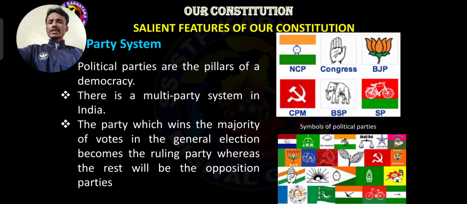The party which wins the majority of votes in the general elections becomes the ruling party. Once in 5 years, general elections are conducted state-wise. Got it? For example, in Karnataka, JDS is there, Congress is there, and BJP is there. In case JDS becomes the highest majority, that party becomes the ruling party. In case Congress becomes the second majority, that party becomes the opposition party, because the Indian Constitution provides for the party system.